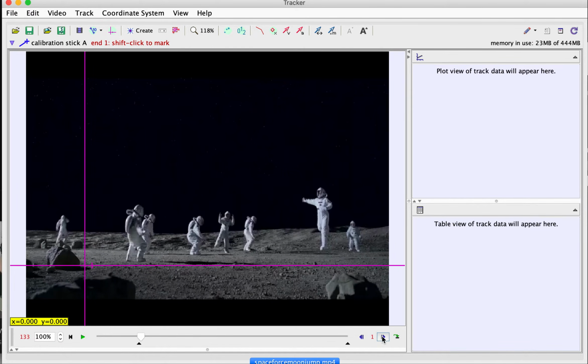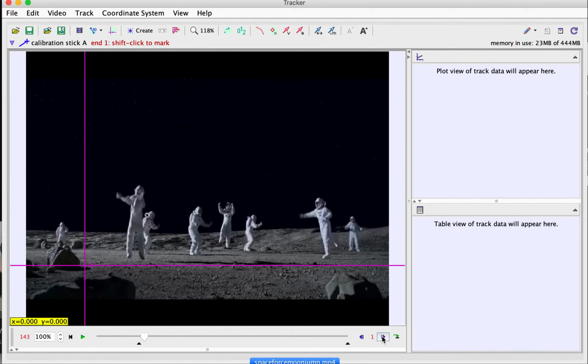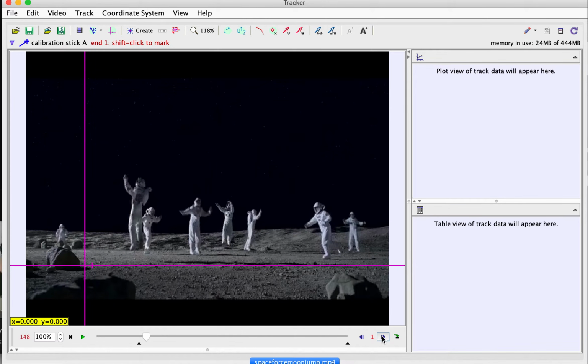So if we skip forward, I think that's the captain. I can't remember her name. Captain something. Right there, she's standing up straight. And I'm just going to assume she's 5'10" or 1.8 meters tall. Okay, I'm just going to make that assumption. So I'm going to go down here and shift click on her foot, and that will mark a point. And in fact, let me zoom in a little bit, 200%.